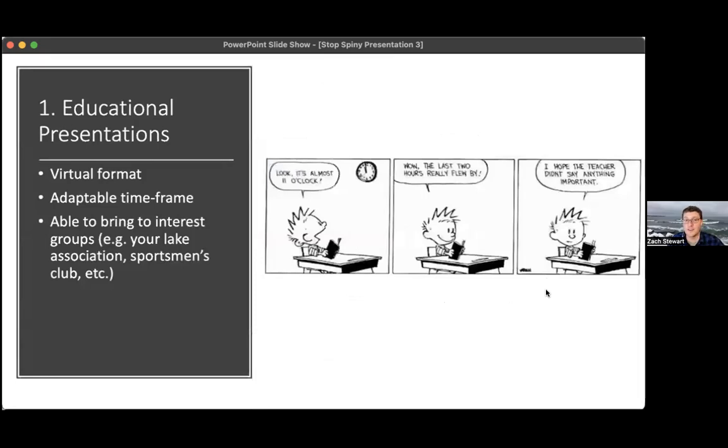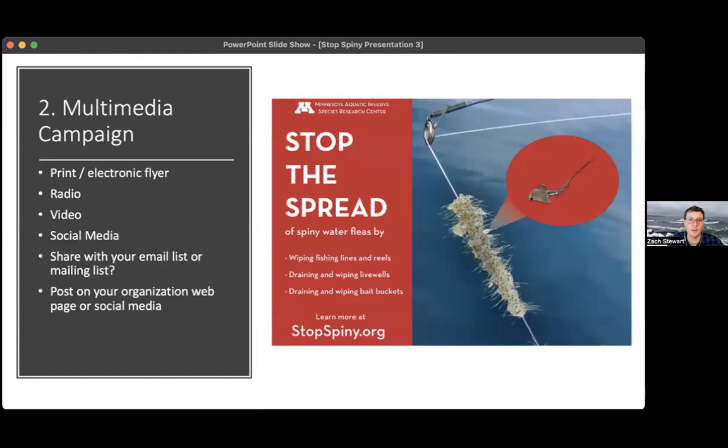The first is interesting educational presentations like tonight. They're quite adaptable as far as the time frame and the level of detail. So I just want to throw it out there to folks listening tonight: if you are a professional or a member of a lake association or a sportsman's club or anything like that, and you think your group would be interested in learning more, I'll put my email up at the end, and please feel welcome to reach out to me. I'd be happy to come and speak with your group as well.